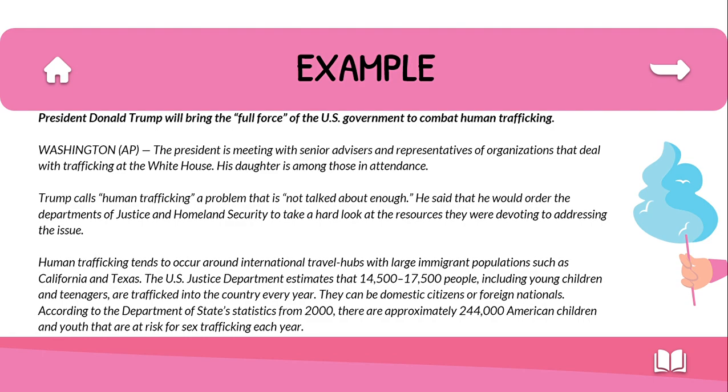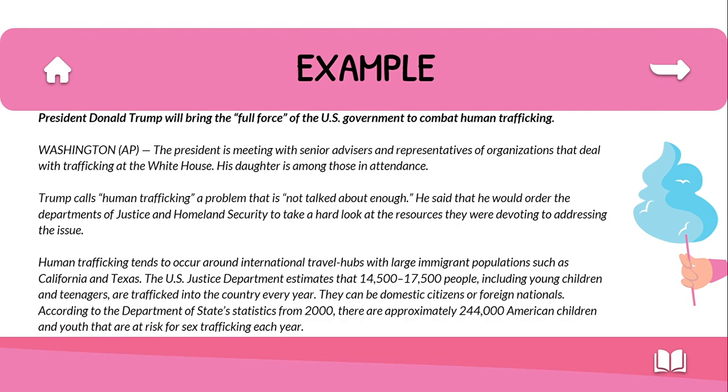Listen to it carefully. President Donald Trump will bring the full force of the U.S. government to combat human trafficking. Washington. The president is meeting with senior advisors and representatives of organizations that deal with trafficking at the White House. His daughter is among those in attendance. Trump calls human trafficking a problem that is not talked about enough. He said that he would order the Departments of Justice and Homeland Security to take a hard look at the resources they were devoting to addressing the issue.